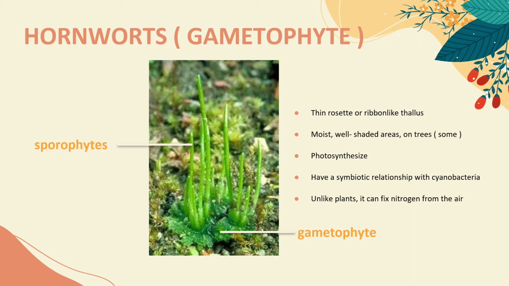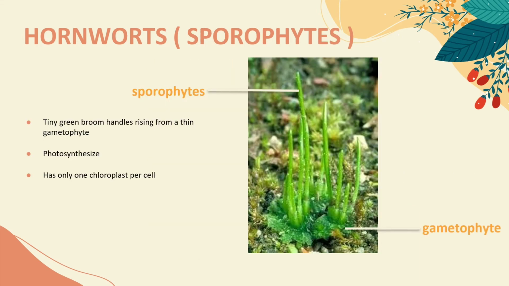So the gametophyte can photosynthesize, and we should know that not every organism is able to fix atmospheric nitrogen, but among the organisms that can do so are the cyanobacteria. So from the slide, we can see that the gametophyte has a symbiotic relationship with cyanobacteria, thus it can fix nitrogen from the air. So we can see small sporophytes from the picture below.